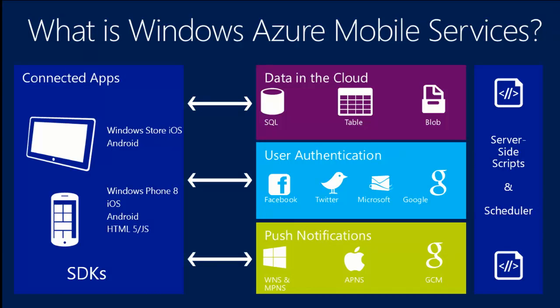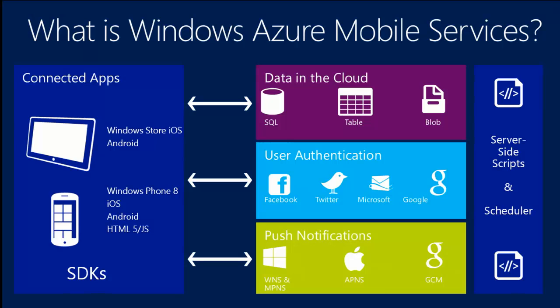So out of the box, we provide a number of client SDKs for your devices. If you focus on the left-hand side here, connected apps, we've got a client SDK for Windows Store, iOS, Android, Windows Phone, and also HTML, JS apps. If you're doing perhaps a website that wants to use the same mobile services backend, or say an Apache Cordova application or anything like that, they're all supported. The purpose of that SDK is to make it really easy for you to utilize a cloud backend, and in this case, it's a mobile service. So it's a nice abstraction on top of HTTP client, essentially.